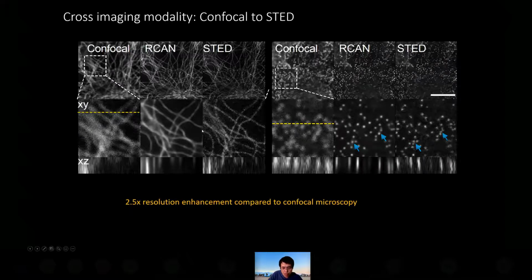There are also some regions that the RCAN failed to predict, and through quantification, we found that the RCAN provides 2.5x resolution enhancement compared to the confocal microscope images. This is particularly attractive because the confocal microscope provides much higher signal to noise, and also it's faster, but it provides much worse resolution compared to the STED images. So we can utilize this cross imaging modality transfer learning to get STED-like images from the confocal images.